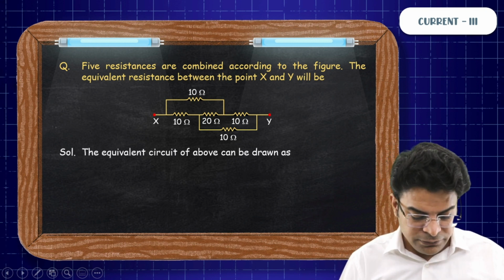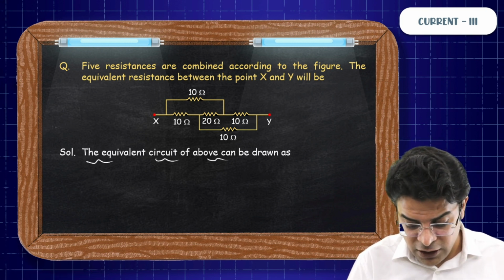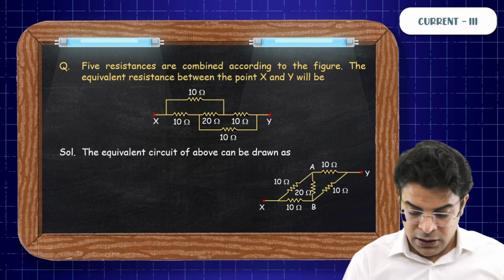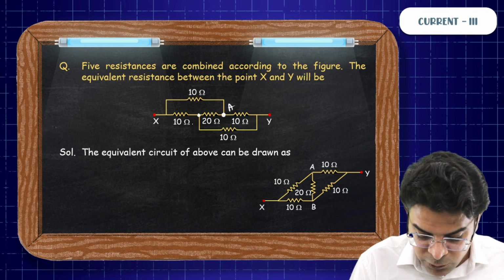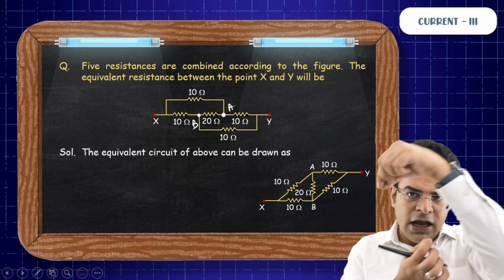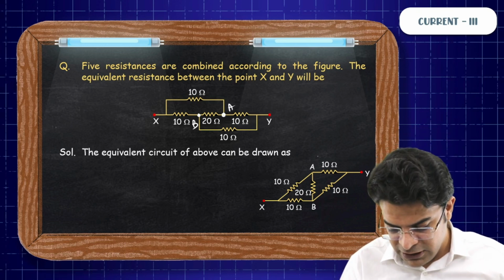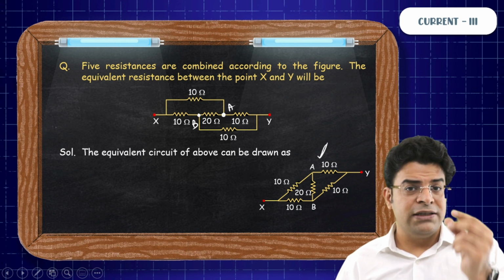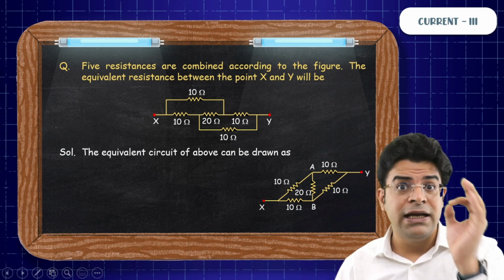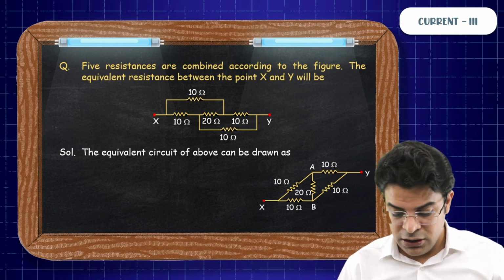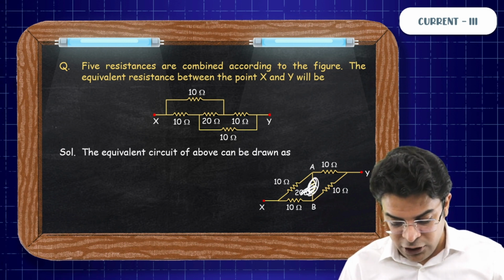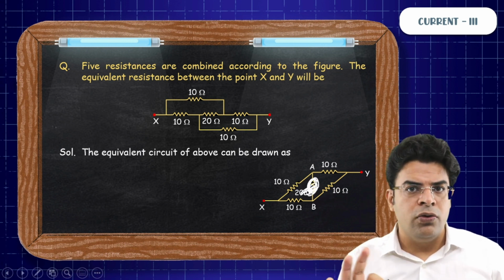So you will say the equivalent circuit of above can be redrawn as this. This is the same circuit. Name this point as A and this point as B and rearrange the circuit little bit. So move the A up and B down, and on rearrangement it looks something like this. Now you can see this is a balanced Wheatstone bridge. Since it is a balanced Wheatstone bridge, this into this equals to this into this, 100. So I can remove this 20 ohm, and once I remove the 20 ohm, game over.